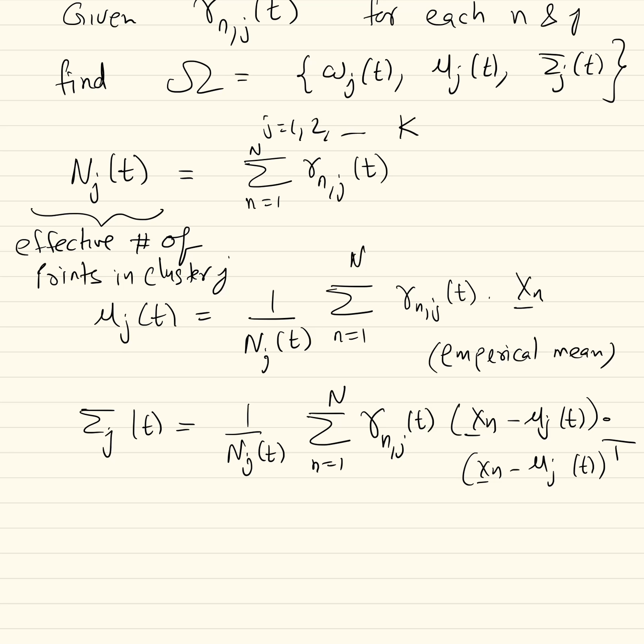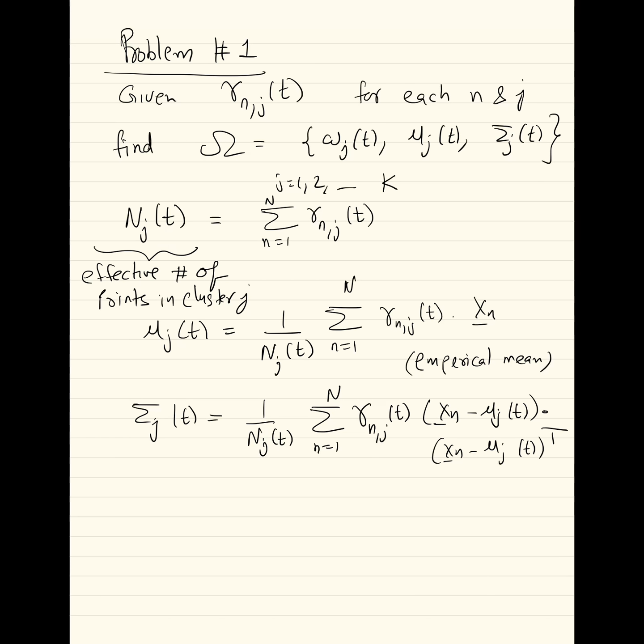So this is how you find omega in problem 1. Here you are given gamma n j's and you want to find omega, and again it's straightforward to do that. Just compute empirical mean and empirical covariance in a slightly different way where you weigh it by the fractions.